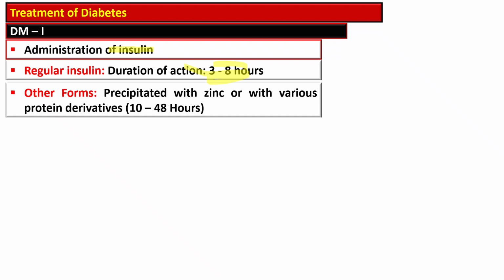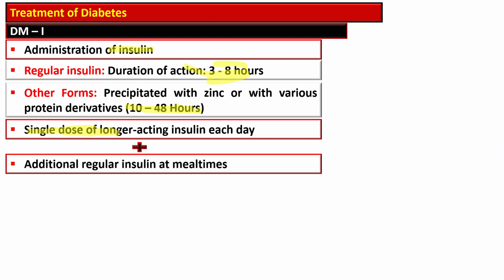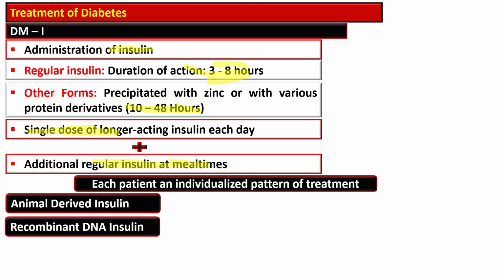While there are other longer acting insulins also. The duration of action of these insulins is 10 to 48 hours, and it is administered once a day, to provide the baseline glucose control throughout the day, and it is often combined with regular insulin at mealtime. So a single daily dose of long acting insulin maintains the basal metabolic balance. Additional insulin is also given around the mealtime to handle sudden increase in the blood glucose.